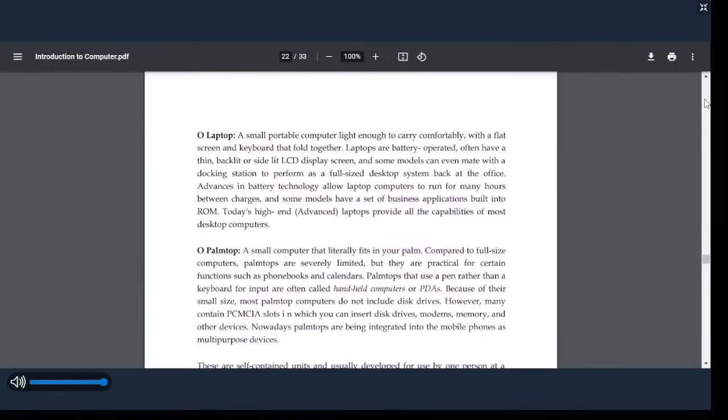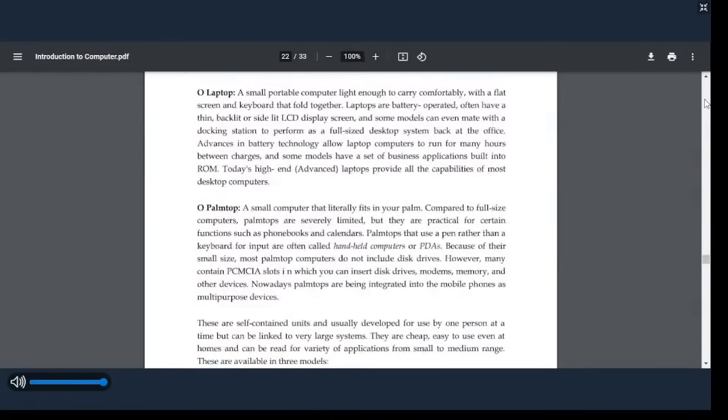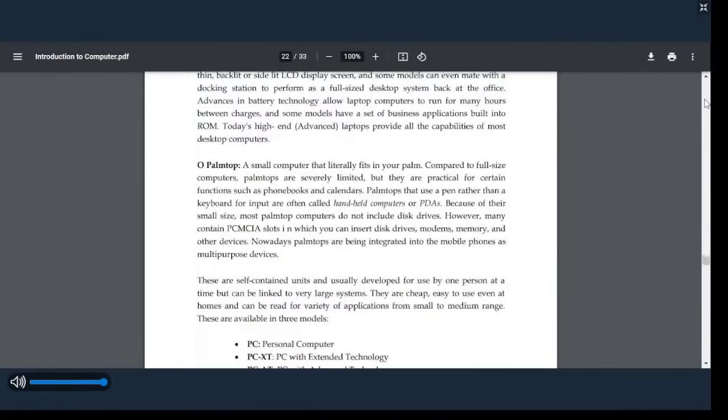Nowadays, palm tops are being integrated into mobile phones as multi-purpose devices. After palm top, you have the smartphones, and smartphones also have a place where you can insert a memory card. Some of them have light pens that you can write with, but some do not. It depends on the type of phone you have, where you can even write notes and do most of the things. So the last part on this is the smartphone, which is not in the notes, but you have to know that the smartphone is the last part of these microcomputers.